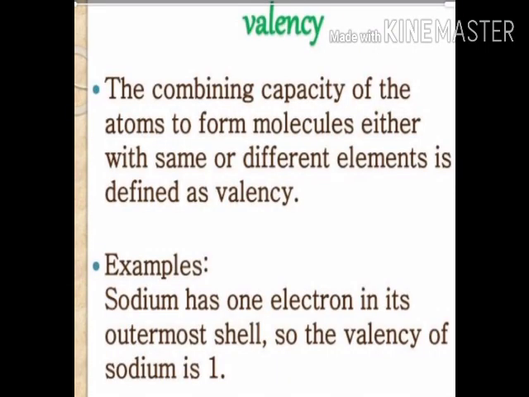Now, valency. The combining capacity of the atoms to form molecules, either of the same or different elements, is defined as valency. This is the combining capacity of various atoms. Example of sodium has been given, which has one electron in its outermost shell, so the valency of sodium is 1.